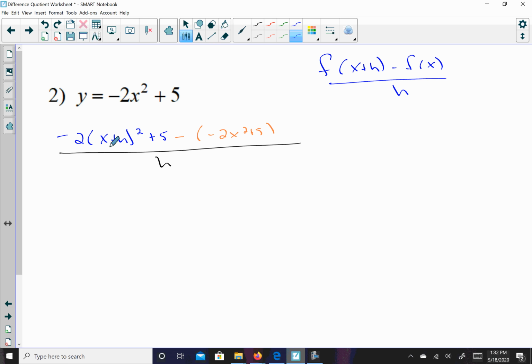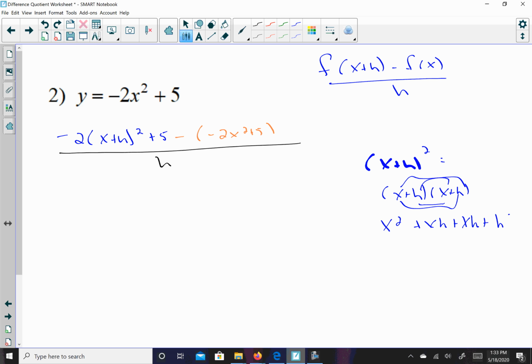So just a refresher on this, x plus h squared is going to be the same thing as x plus h times x plus h. So you will get x squared, and then plus xh plus xh plus h times h, which would be h squared. So you're going to get x squared plus 2xh plus h squared. So I'm not going to do that every time. That's a rule that you learned in Algebra 1. So I'm just going to put this in for here.